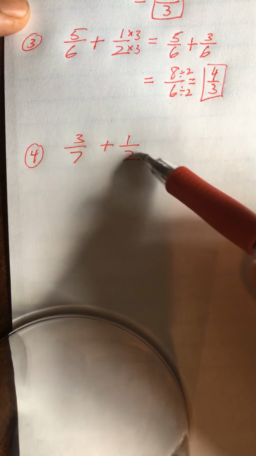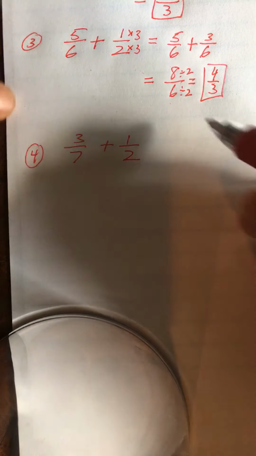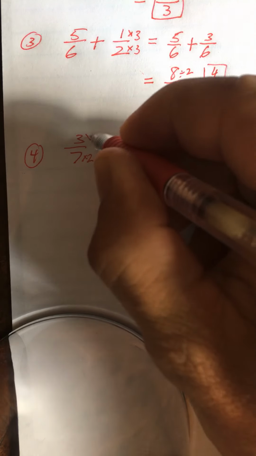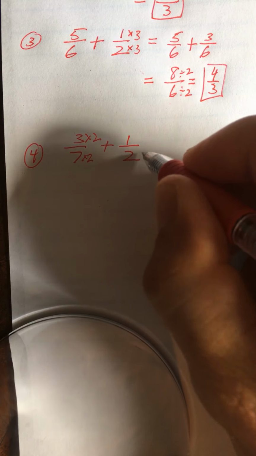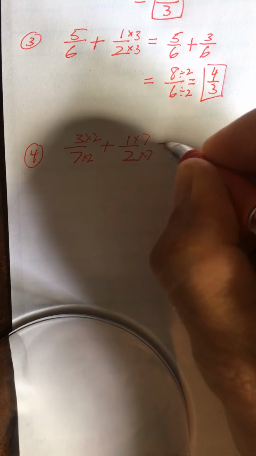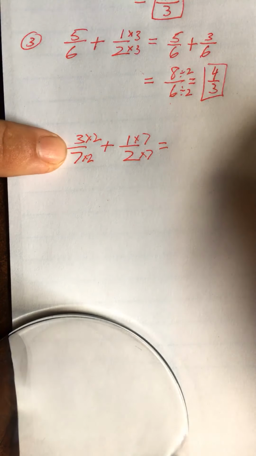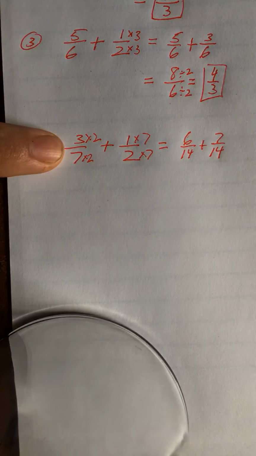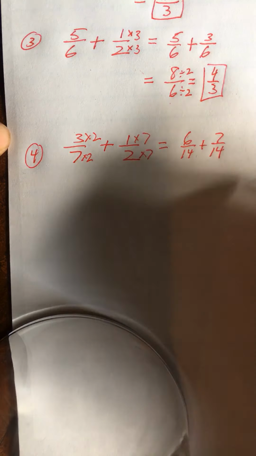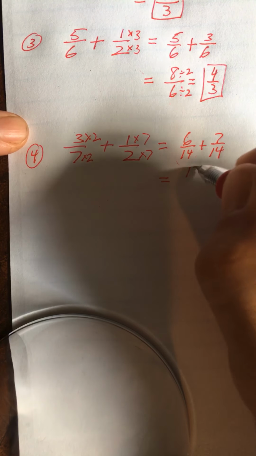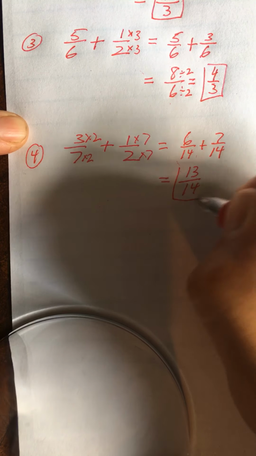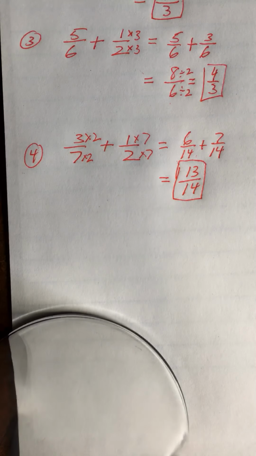I'm going to make both these denominators 14 by multiplying the bottom here by 2 and the top here by 2, the bottom here by 7 and the top here by 7. So for this first fraction we get 6 over 14 plus 7 over 14. Now the denominators are the same, so I can add these fractions together, and I get 13 over 14. That is in lowest terms. I cannot break that down any further. And that's how we add and subtract fractions.